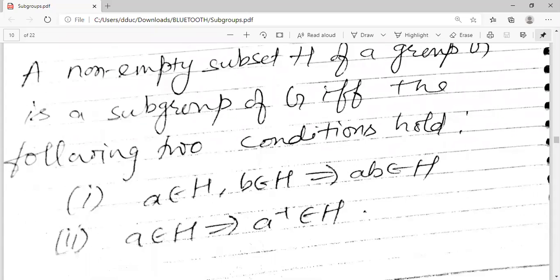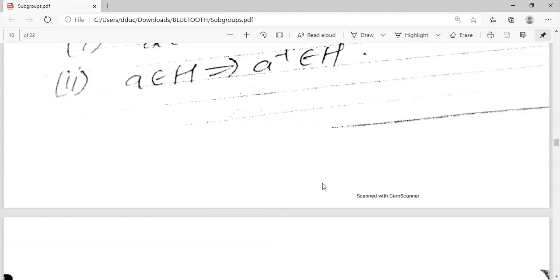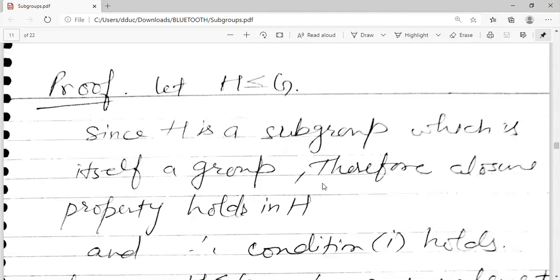Now we are going to prove it. First we are going to suppose that H is a subgroup of G, and then we have to show these two things, and then in the converse we suppose that these two conditions hold, then we will prove that H is a subgroup of G. So let us prove it. Now suppose that H is a subgroup of G.